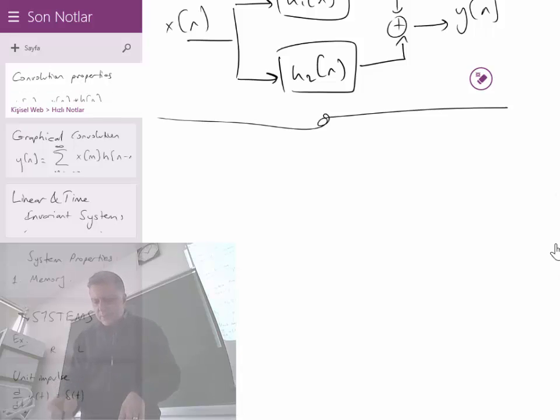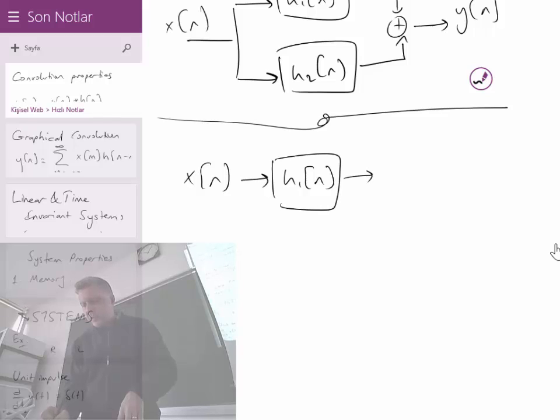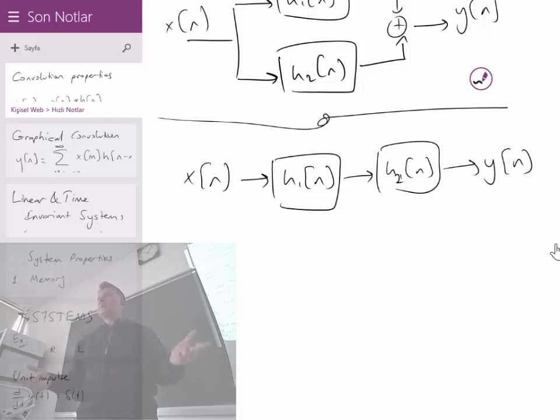No, it's not x1, sorry. It's x of n going into a system with impulse response h1 of n, and the output goes into another system h2 of n, and this is the output y of n. Then what? What is the effective system?